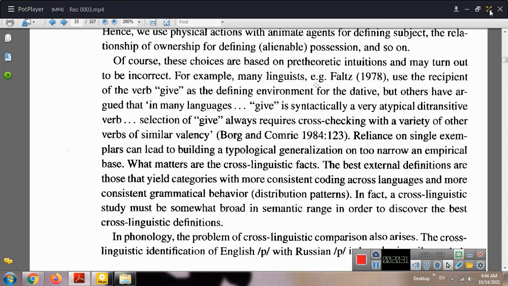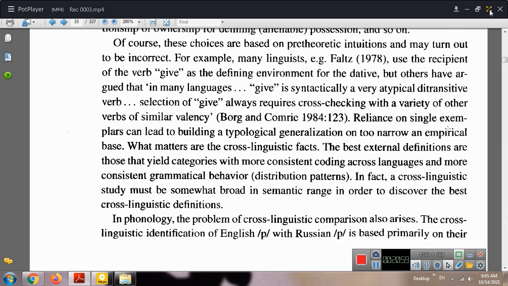For example, many linguists, like Foltz in 1978, used the recipient of the verb give as the defining environment for the dative, but others have argued that in many languages give is syntactically a very atypical transitive verb. Selection of give always requires cross-checking with a variety of other verbs of similar valency. Reliance on single exemplars can lead to building a typological generalization on too narrow an empirical base. What matters are the cross-linguistic facts.